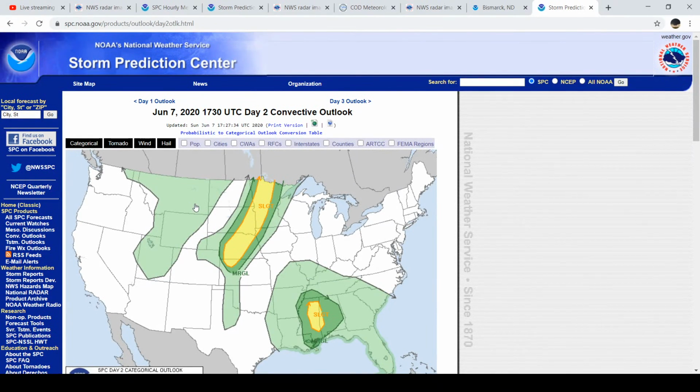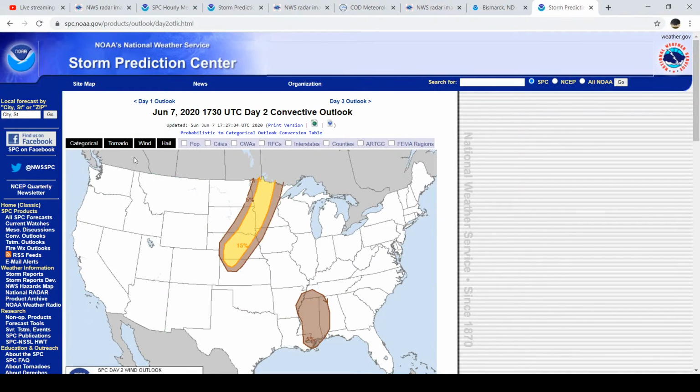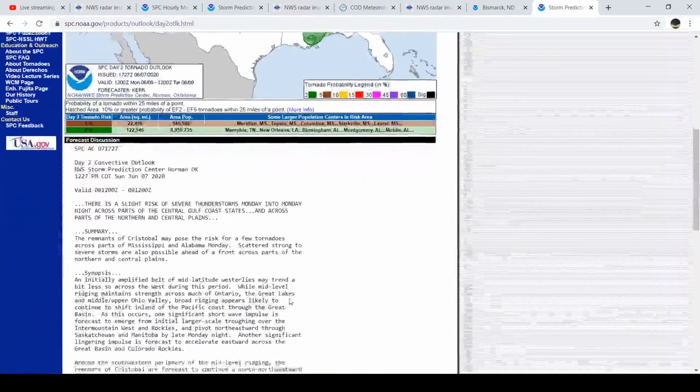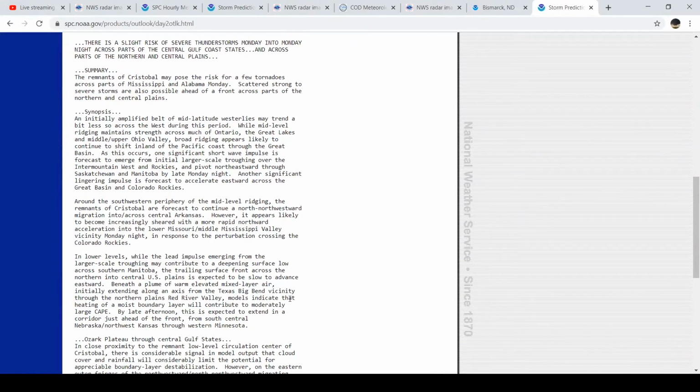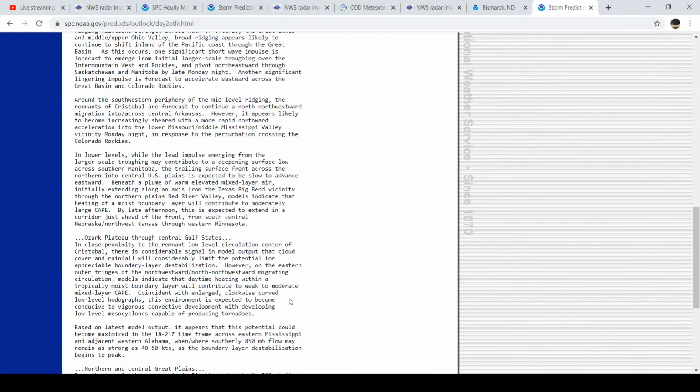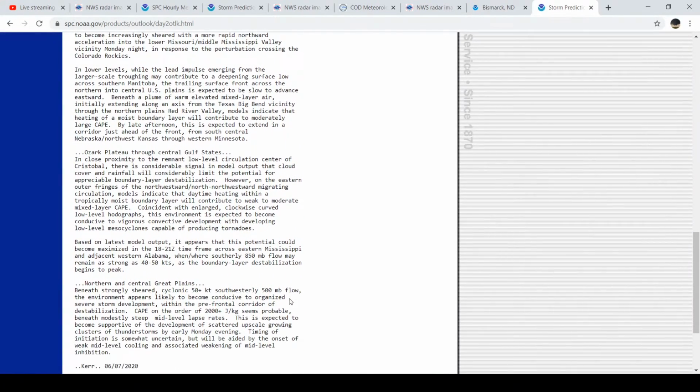As we can see, there's a marginal risk over my area. Oh, I'm in the 2% chance range tomorrow for tornadoes. So looks like I'm gonna have to watch my region down here in Alabama with a 5% across Mississippi because of the tropical storm coming up through this region. So I'm in the 2% chance range.